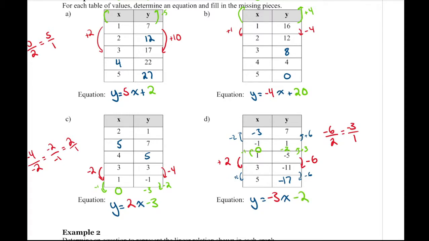So again, it is a little bit trickier when we're dealing with negative numbers, or when we're dealing with a table of values that doesn't have sequential x values. But again, using what we know about the multiplier, we can figure that out. And then we just have to continue the pattern to help us figure out that b value, or that constant.